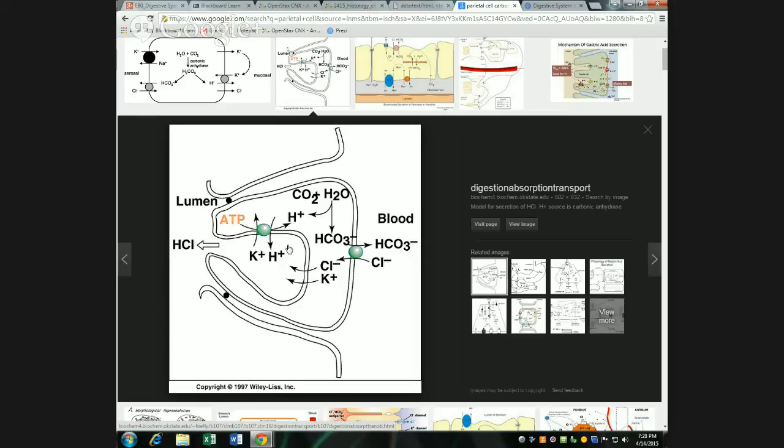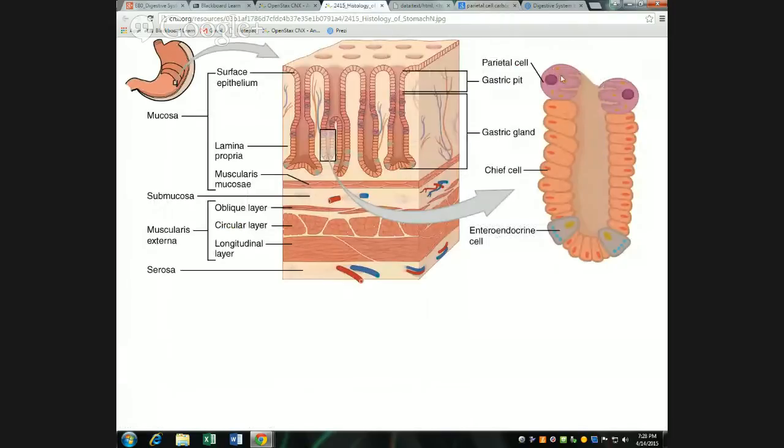So that's a depiction of what's going on in the parietal cell, represented here. The chief cells are just secreting an enzyme. The endocrine cells are secreting a hormone in opposite directions, but they're both doing secretory things, which we've studied before. Another name for the enteroendocrine cells can be G cells, G standing for gastrin. So if you see reference to a G cell, that's what it's talking about, that kind of cell right there.